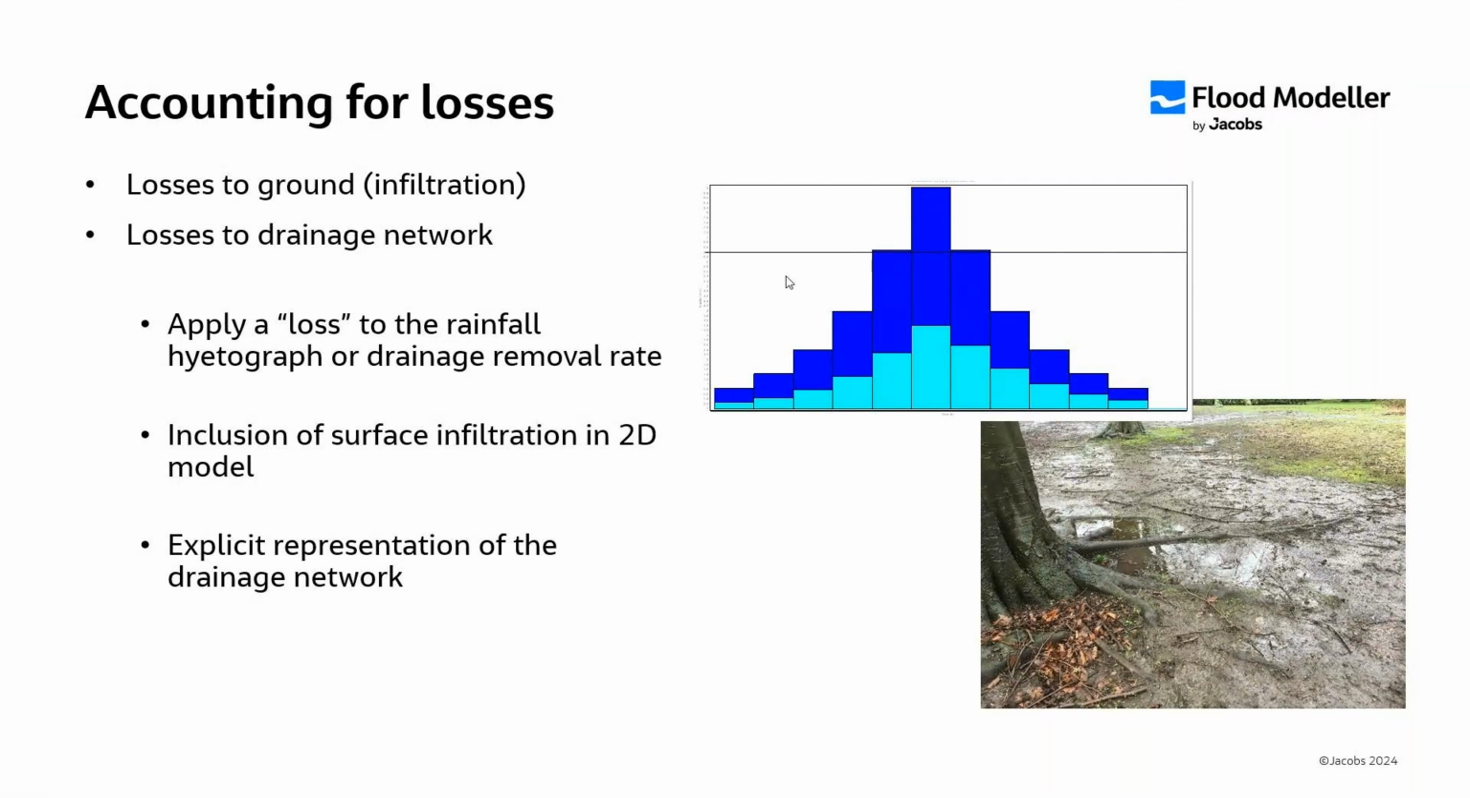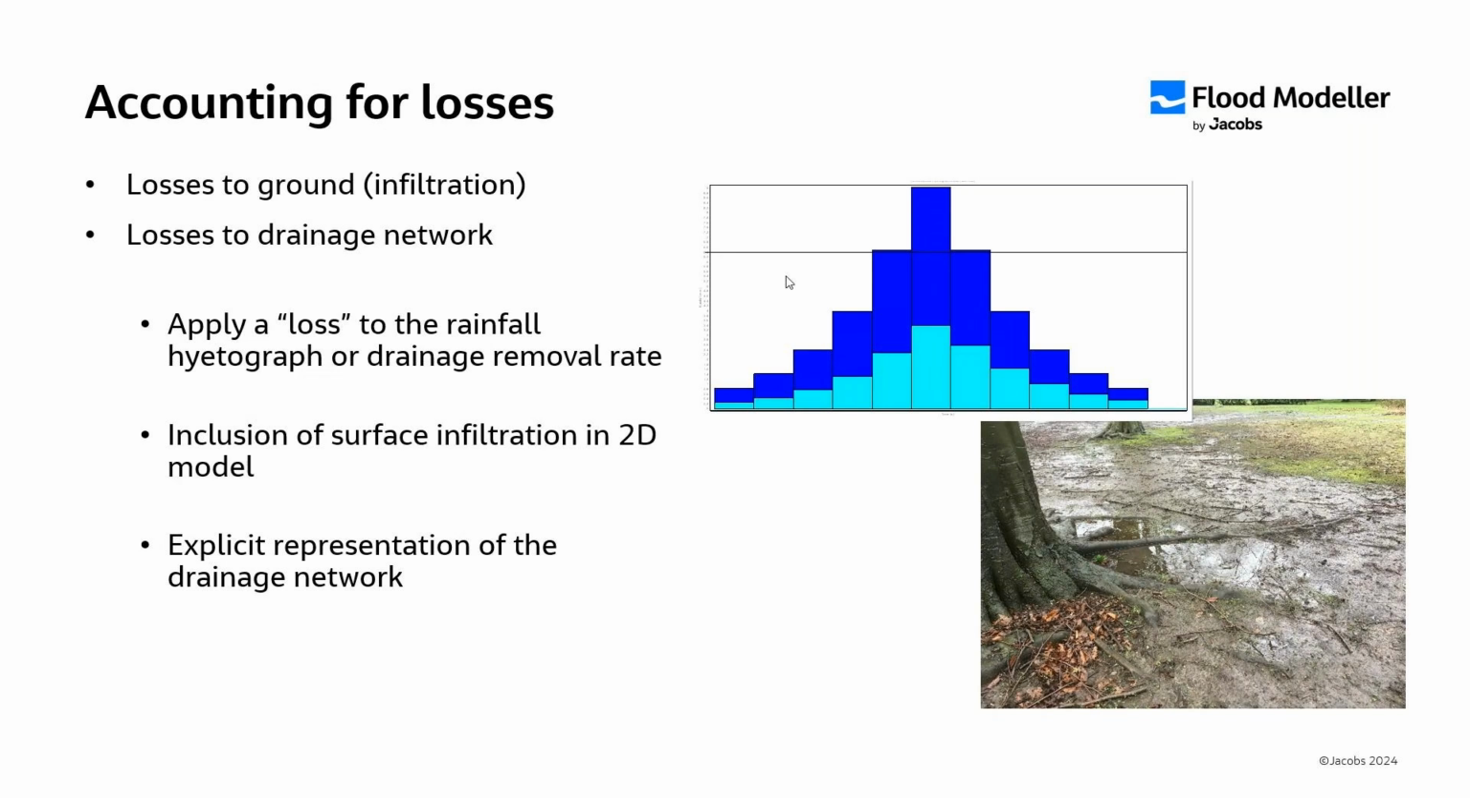So I've deducted from that an allowance for losses. And those losses are both into the soil, so infiltration to the ground, and infiltration into the sewer network. We can make an allowance for that, knowing roughly what the conveyance of a sewer network's like. And then you apply that net rainfall directly onto your model.